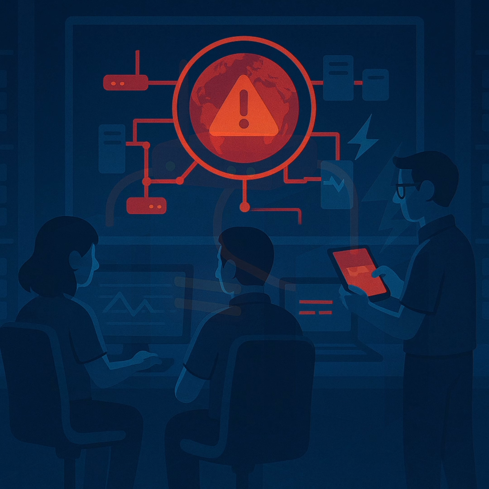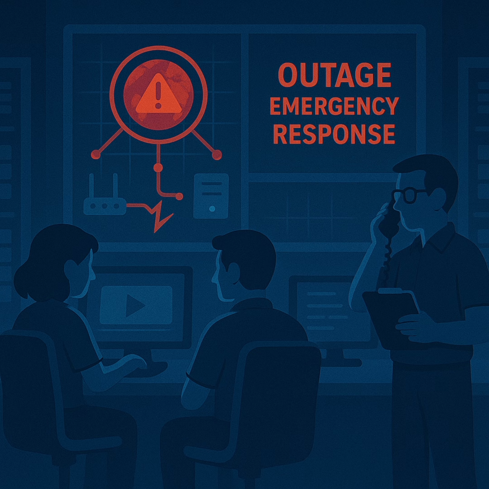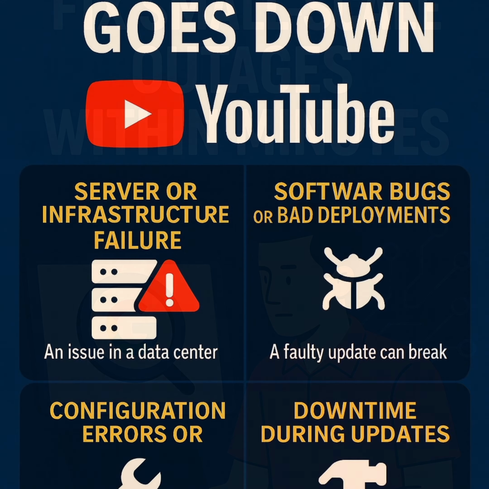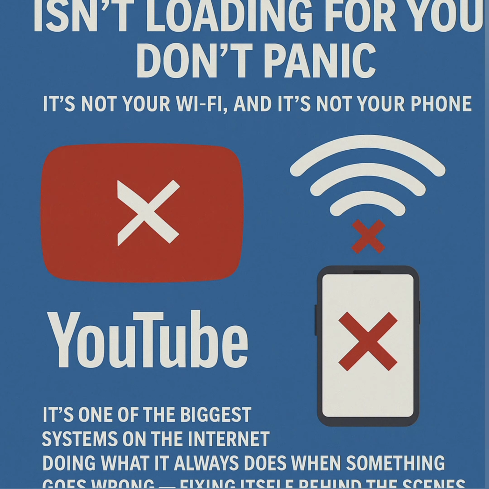In short, when YouTube goes down, it's usually not a single problem. It's the chain reaction of hardware, software, and network systems that all depend on each other. From broken servers and buggy updates to overloaded traffic and tiny configuration errors, every part of the system has to work perfectly to keep billions of videos streaming every second.